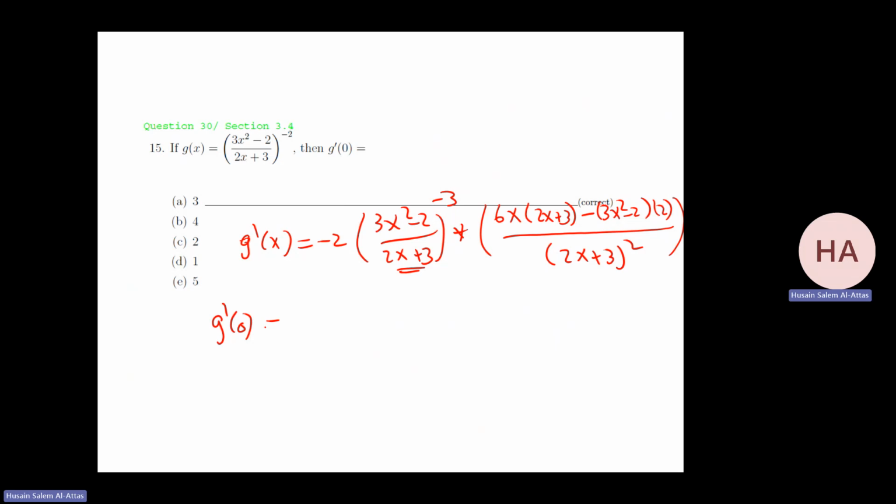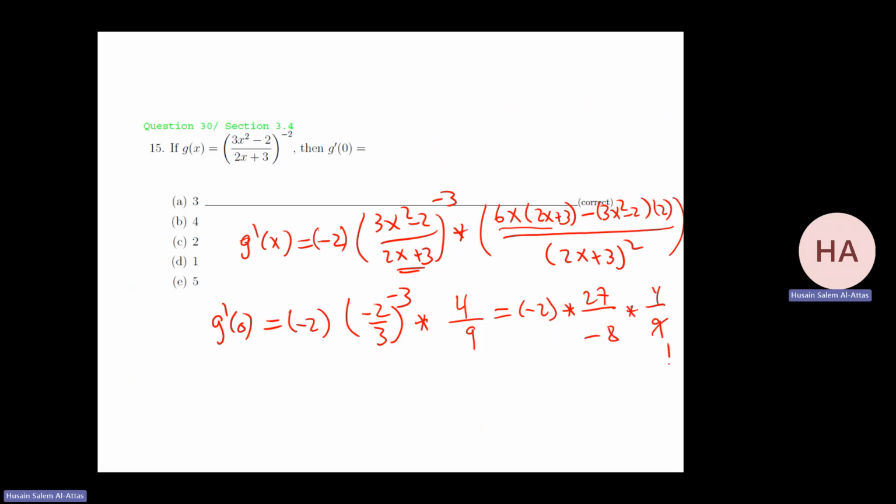Now, g prime at 0. Since it's at 0, I think it's good to do the substitution right away. So that will be minus 2 times (minus 2 over 3) to the power minus 3, times: here I have 0, and here minus 2 times 2, that will be 4 over 9. So that is minus 2 times the reciprocal of this, 27 over minus 8, times 4 over 9. Minus 8 over minus 8, so the answer is 3, which is this one.